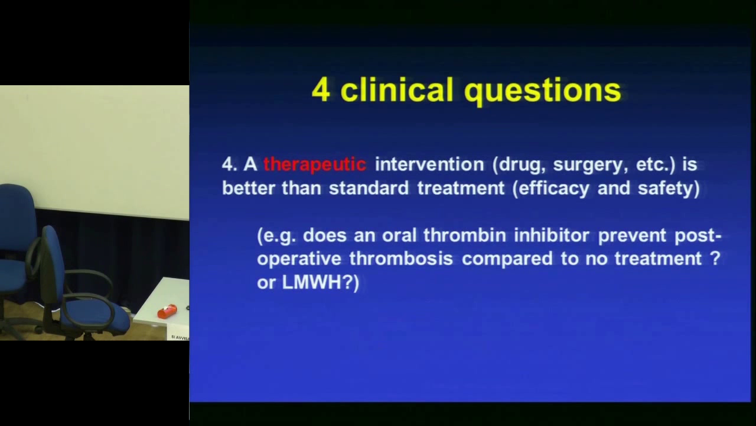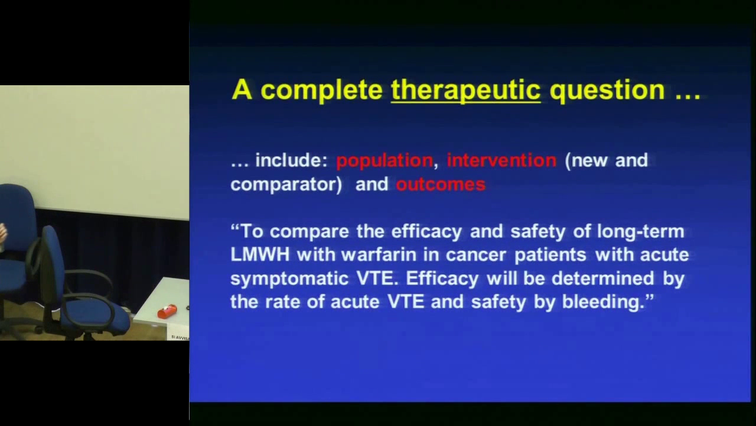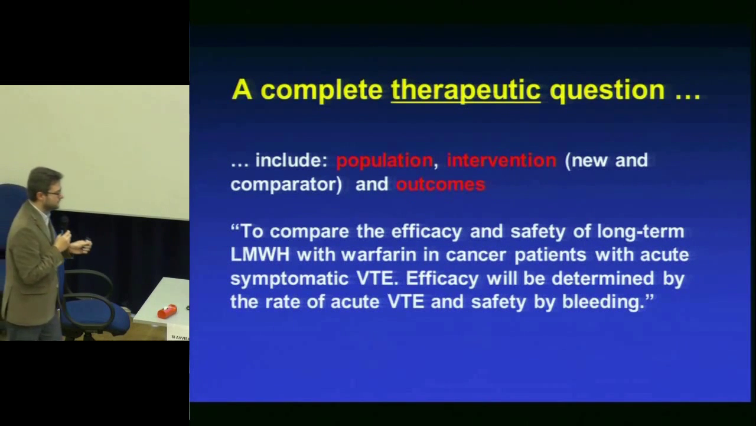Does an oral thrombin inhibitor prevent postoperative thrombosis compared to no treatment or low molecular weight heparin? Does this therapeutic intervention better in efficacy and safety than my standard of care? A good therapeutic question includes population, intervention, and outcome. So you have to understand, reading the paper or writing a protocol, if your research question is complete.